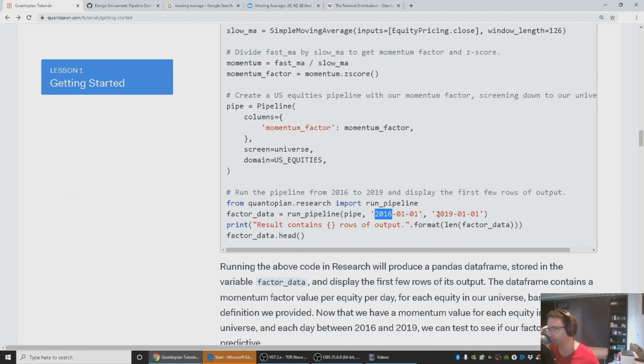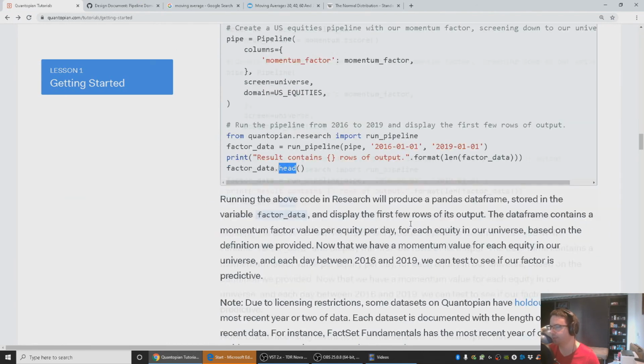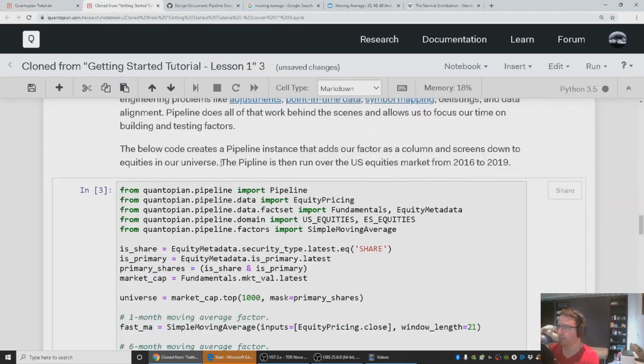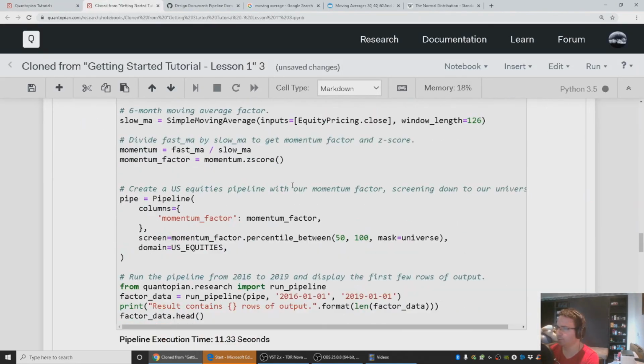And it looks like you can put in start and end date, and then they're calling head. So head is this pandas thing, pandas data frame. Always put pandas on your CV as well. It's basically just an API for dealing with big tables of data. So let's run this. Okay, so we've run the code in the tutorial.